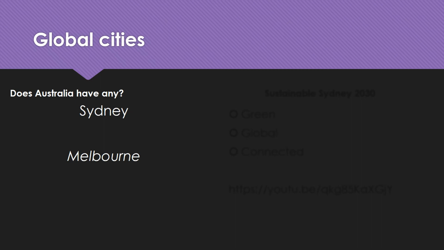Okay, and finally, then we're going to look at global cities. So, does Australia have any? Yes, it actually has two, Sydney being the biggest one, although Sydney isn't the capital of Australia, Canberra is. A lot of people get that confused, but Sydney is not the capital. And Melbourne is also another major city of Australia.